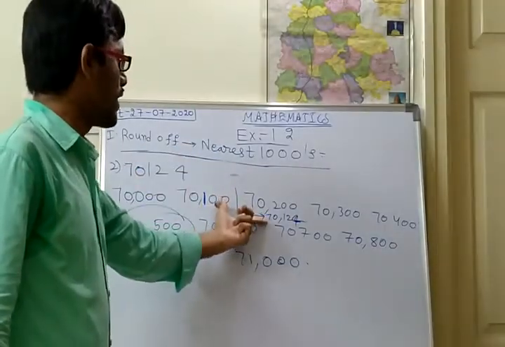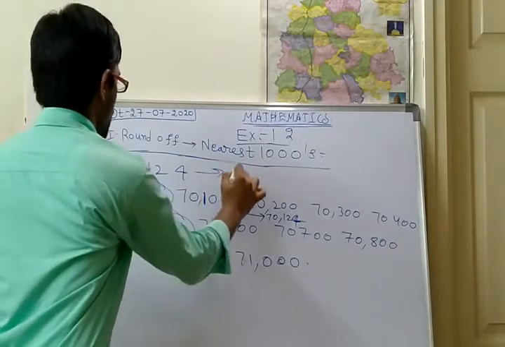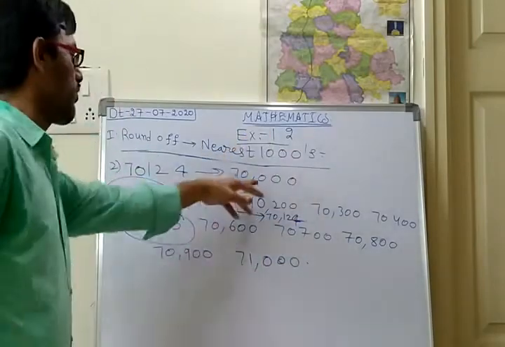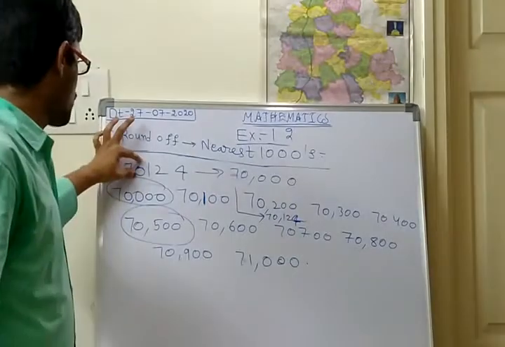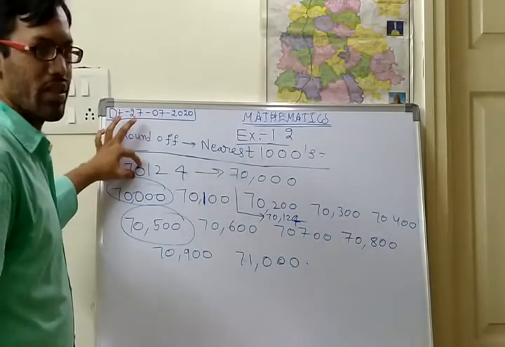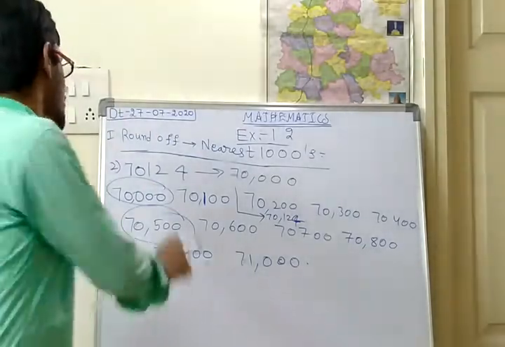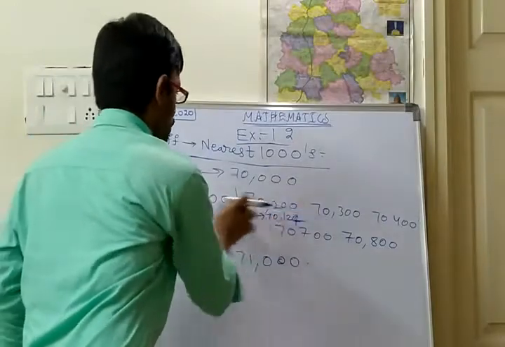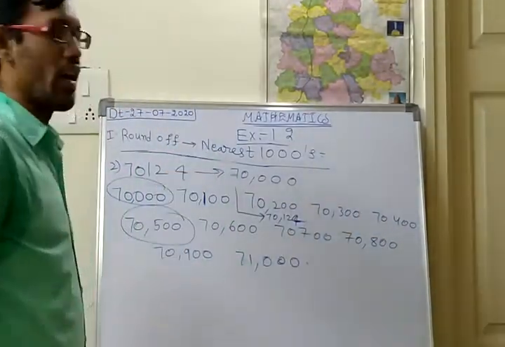So what is the rounded number? 70,000 is the nearest thousand for 70,124, because in the question only 70,000 was given, not 77,000 or some other number. So we should write in the hundreds: 100, 200, 300, 400, like that. Like this you have to identify the nearest thousands also.